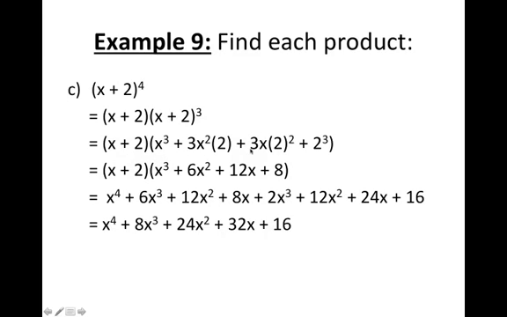And I'm going to combine like terms. I only have one x to the fourth term, so that was easy. 6x cubed plus 2x cubed is 8x cubed. 12x squared plus 12x squared is 24x squared. 8x plus 24x is 32x, and then plus 16. Whew, and we're done with that.